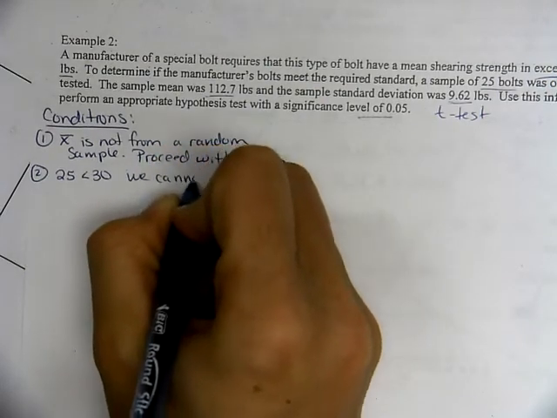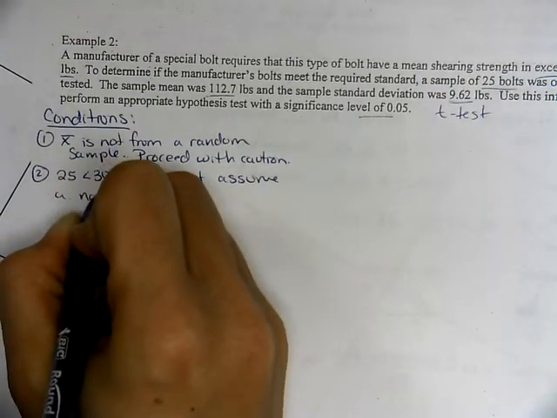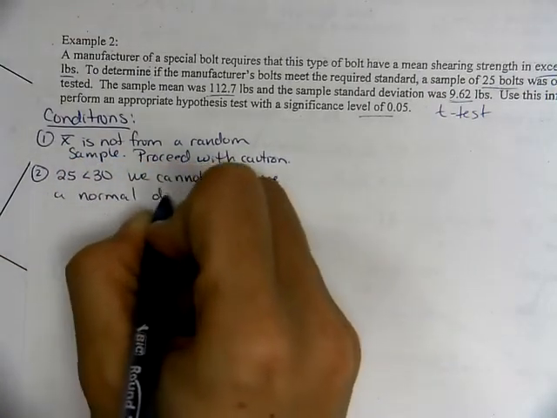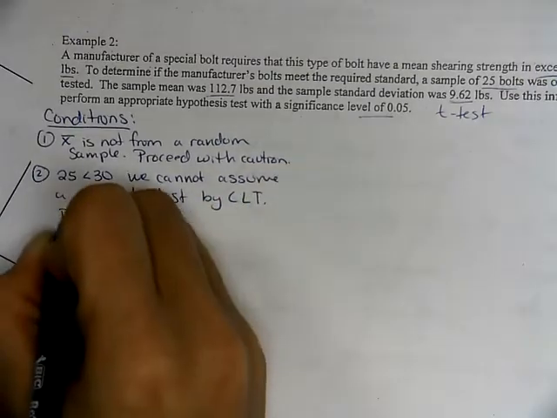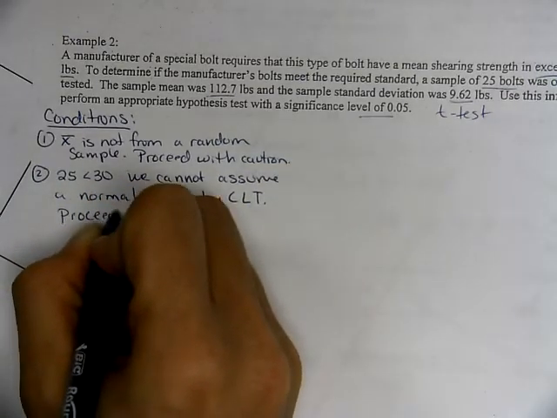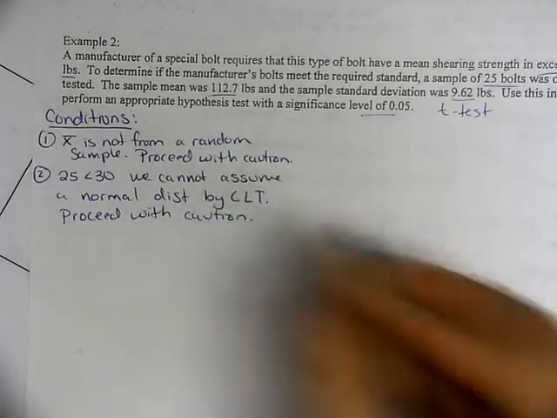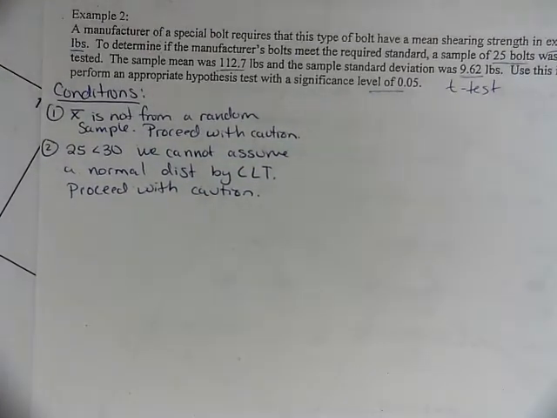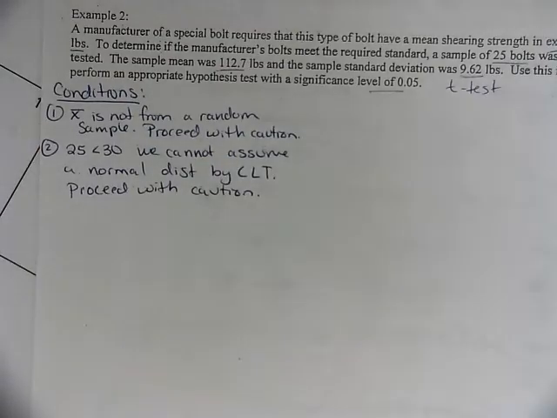We cannot assume a normal distribution by the central limit theorem. Proceed with caution. Now, when you actually take the AP test in May, the conditions should be met. They'll give you the information where this won't happen. It just happens on notes and stuff.